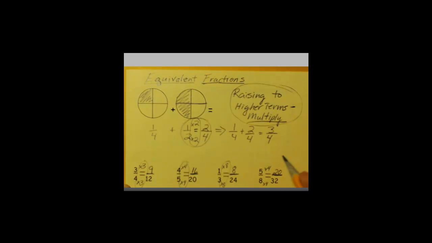So in each of these cases, we were raising to higher terms. We did this by multiplying. A case where we would need to do this is if we were adding and we needed to find a common denominator. So this is a sub-skill for where we're going. So in each of these cases, we wrote an equivalent fraction by multiplying both numerator and denominator by the same number.